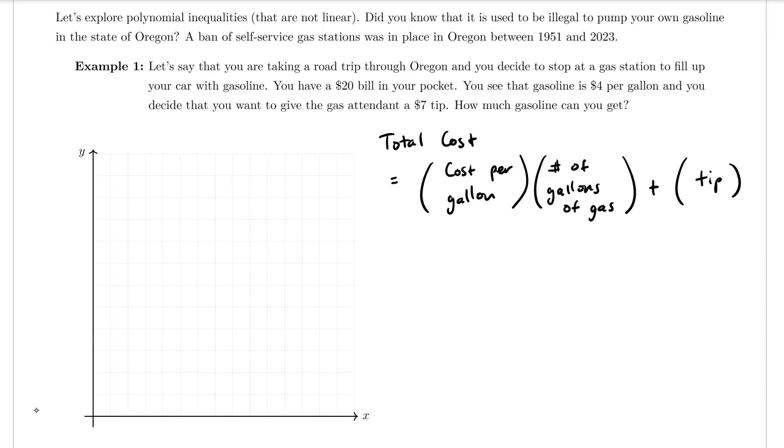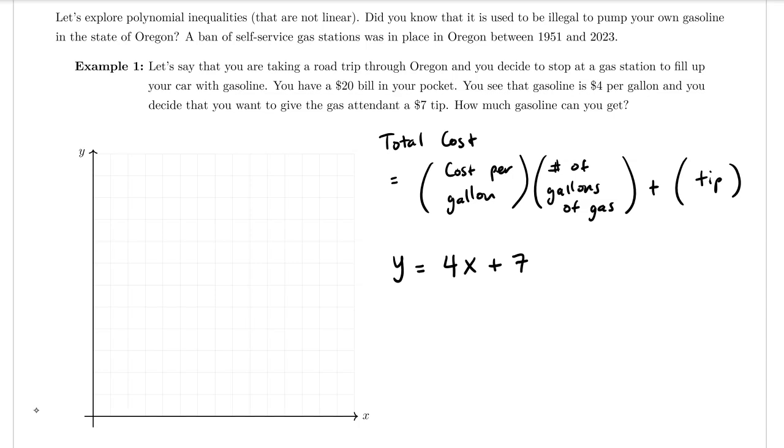Now, I'm going to throw in some variables to represent this total cost. So I'm going to say let y equal the total cost. Our cost per gallon is 4, and because I don't know how many gallons of gas I'm going to purchase, I'm going to call that x. And we do know that the tip is going to be $7. So we have this expression 4x plus 7, which represents our total cost.